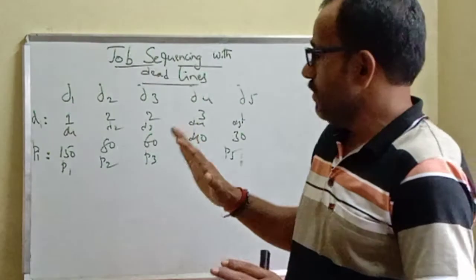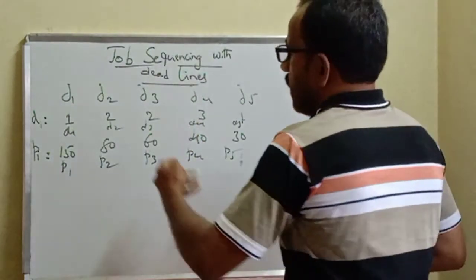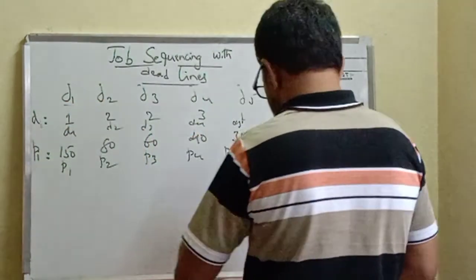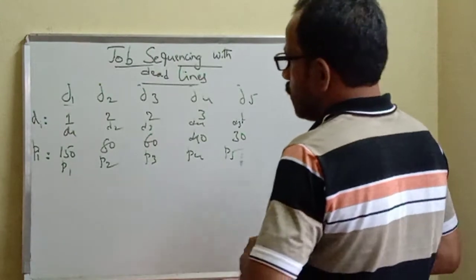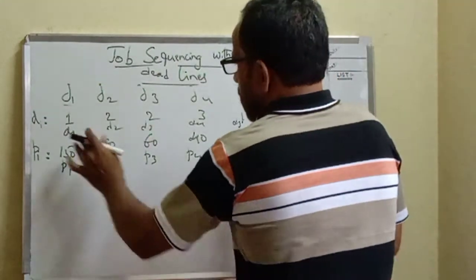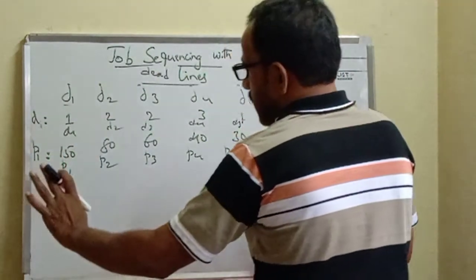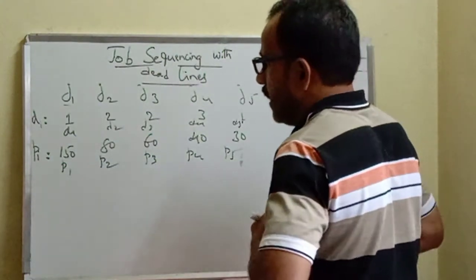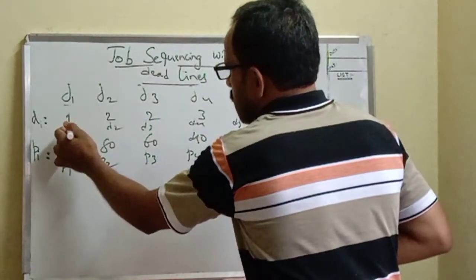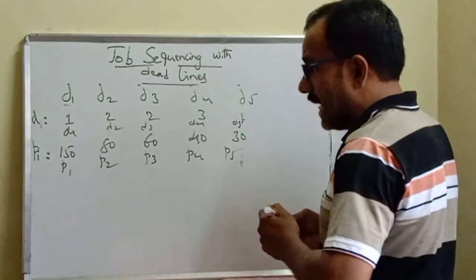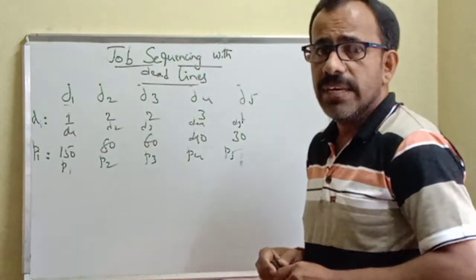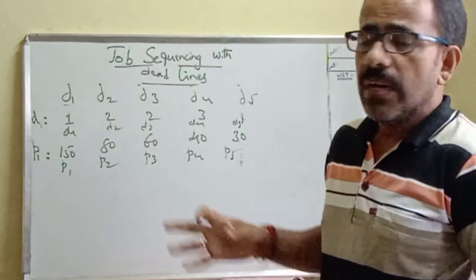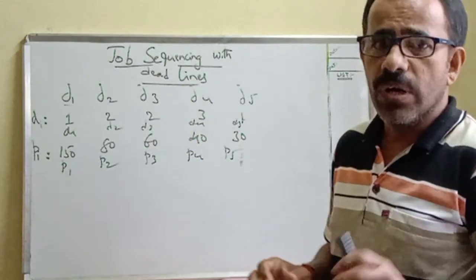So assume that this is job J1 or person 1, person 2, person 3. They have their own deadlines. Person one requires the job very urgently. He requires his document within the first hour. So these deadlines are 1, 2, 2, 3, 1. These deadlines may be hours, minutes or days.